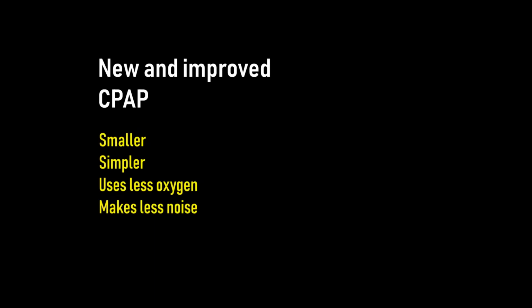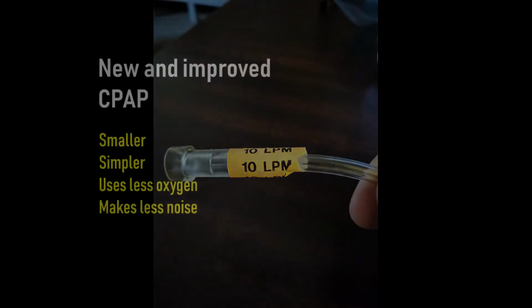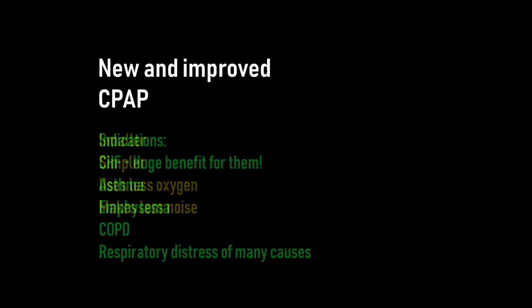The new device is a little bit smaller, it's somewhat simpler, but the biggest selling point is that it uses markedly less oxygen. This particular one is only 10 liters a minute is what it pulls off of a bottle versus anywhere between 40 to 80 liters a minute is what the previous device was using. It also makes a lot less noise for the patient. It doesn't have that really loud hissing sound and airflow sound that accompanied the other device.